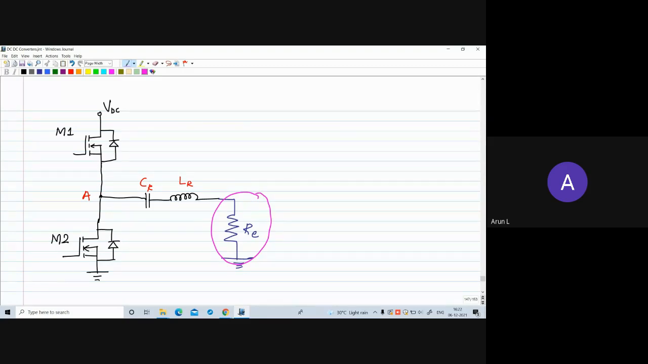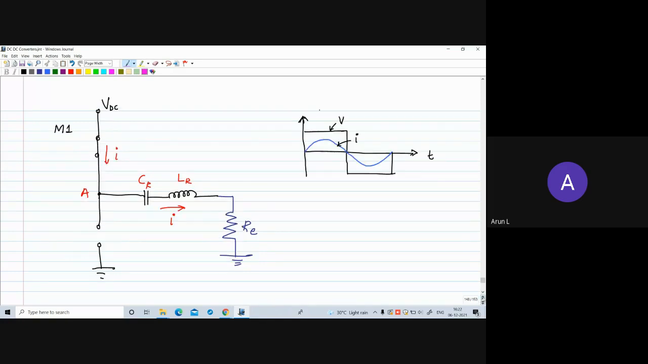So now to this pole A, this filter capacitance, filter inductance, and the equivalent resistance of the rectifier are connected. So when the upper switch is on, current will be flowing through the upper switch, through the filter, and to the equivalent load. If you properly select the filter inductance and capacitance, even though the voltage waveform is a square waveform, switching between VDC and minus VDC, this current waveform will be smooth, sinusoidal.